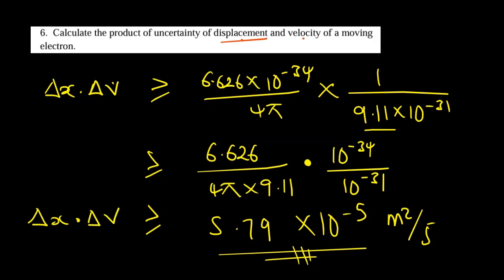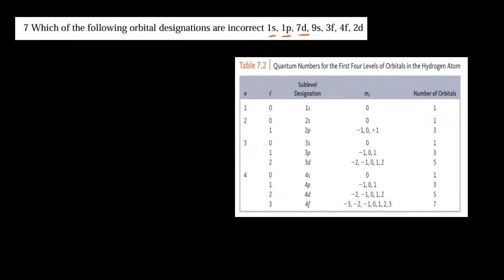Okay, so now let's look at question 7. So question 7, they're saying which of the following orbital designations are incorrect. So we have 1s, 1p, 7d, 9s, 3f, 4f, and then 2d. Okay, so this table that I've put here is going to help us determine if it's correct or not. Okay, so this 1s here, you can see it's there. If our n is 1, then we are going to have 1s there. So this first one is correct.